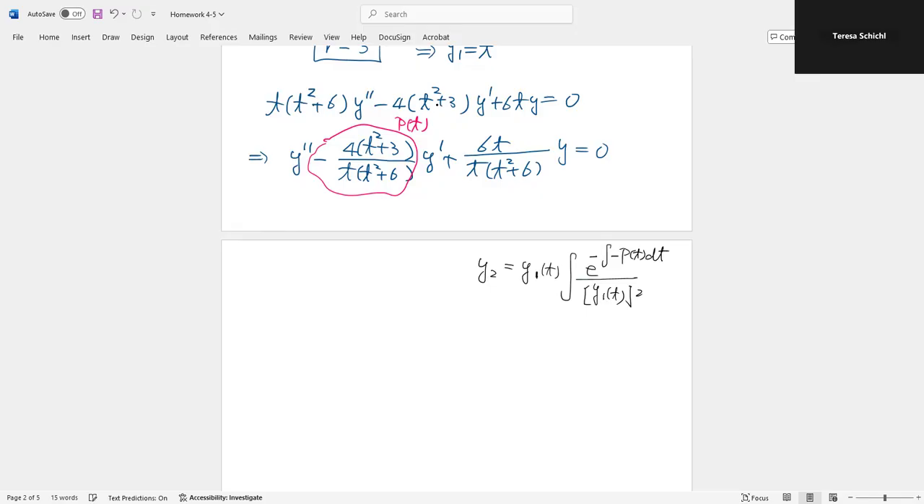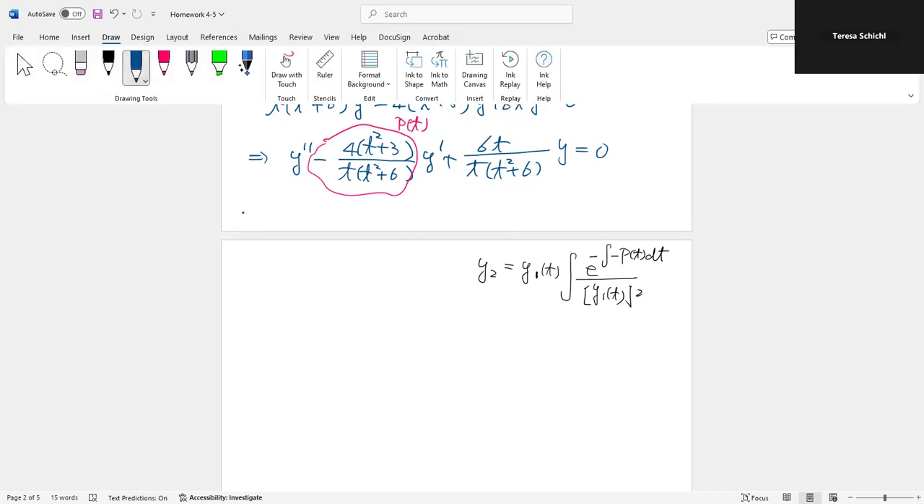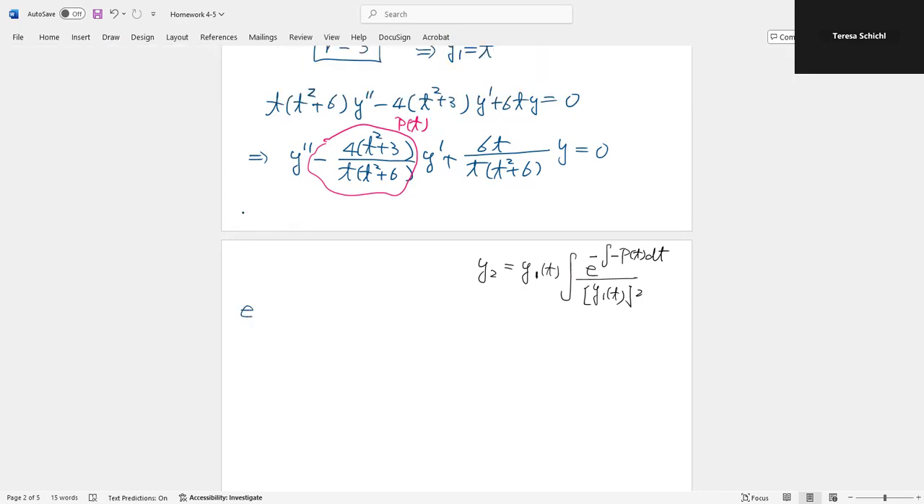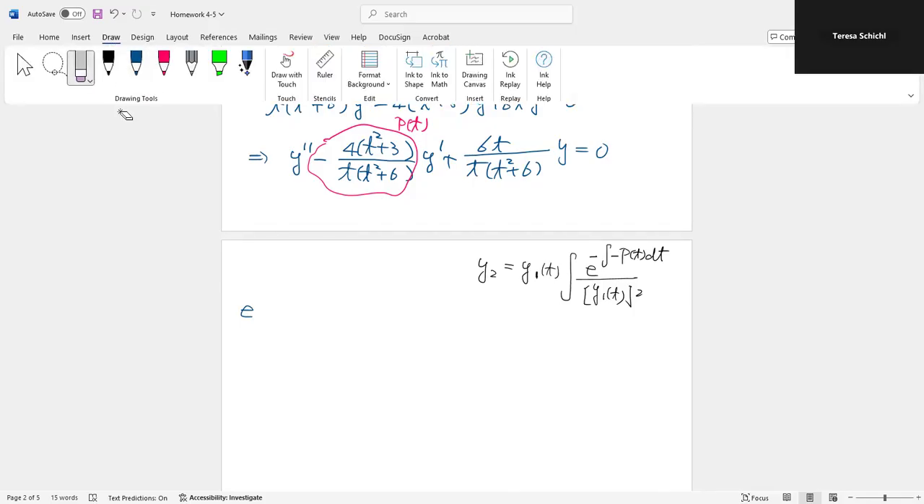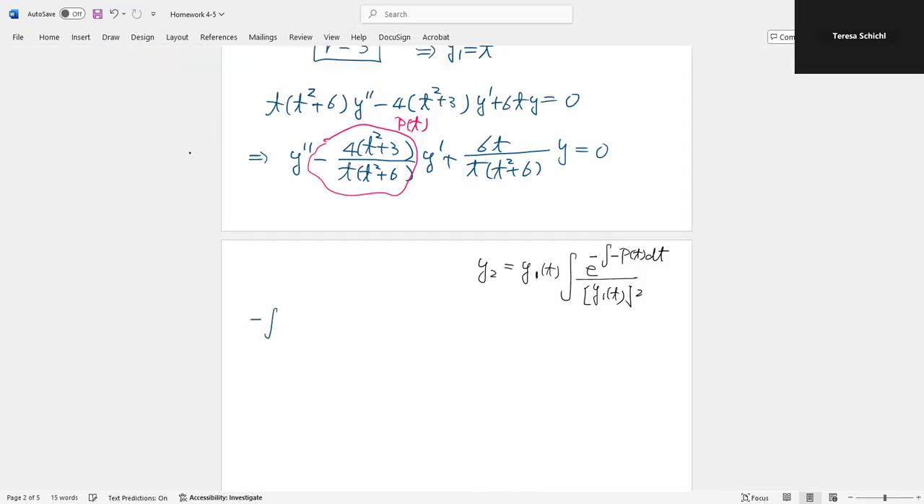Okay, so now let's do this. The first thing we want to do is e to the, so we want to do the numerator, negative the integral of p(t) dt. The p(t) is negative (4t squared plus 3) over..., so the negatives cancel out.